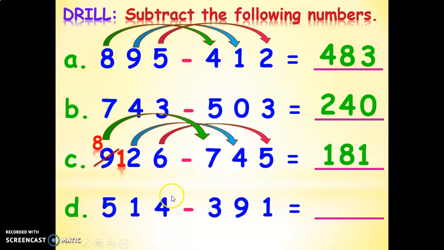Starting from ones place, 4 minus 1, the answer is 3. Now going on to tens place, 1 minus 9. But we know that 1 is less than 9. So what we will do is we will borrow 1 from 5. 5 will become 4. And 1 will now be 11. Now we can subtract. 11 minus 9 equals 2. And for hundreds place, 4 minus 3 equals 1. The final answer for letter D is 123. So this is where we end the lesson.